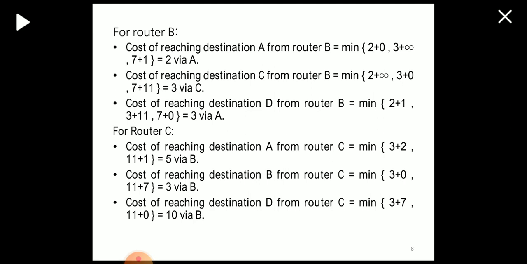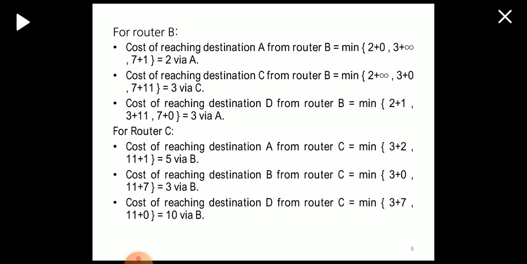Now the table for router B, there are 3 conditions coming. For each router, suppose the cost of reaching destination A from router B, we have 3 paths, 2, 3 or 8. So we consider the minimum path, that is 2 via A. Second condition, cost of reaching destination C from router B, we have 3 paths, that is 2, 3 and 18. But we consider the minimum path, that is 3 via C.